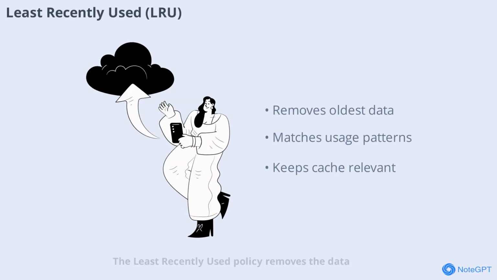The least recently used policy removes the data that hasn't been accessed for the longest time. This approach assumes that if data hasn't been used recently, it's less likely to be needed soon. LRU is popular because it often matches real-world usage patterns, keeping the most relevant data in the cache.